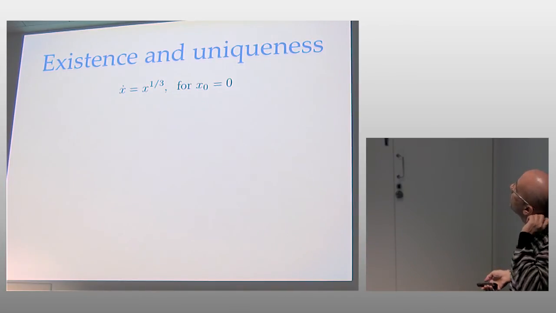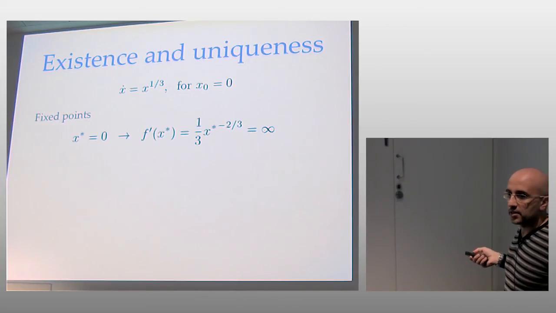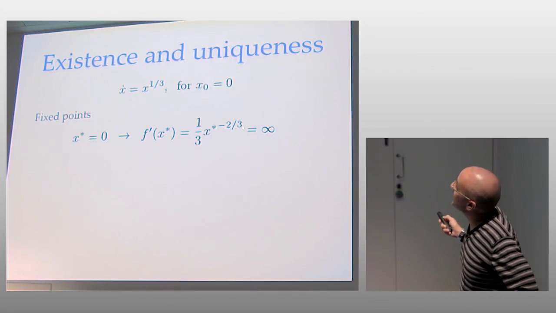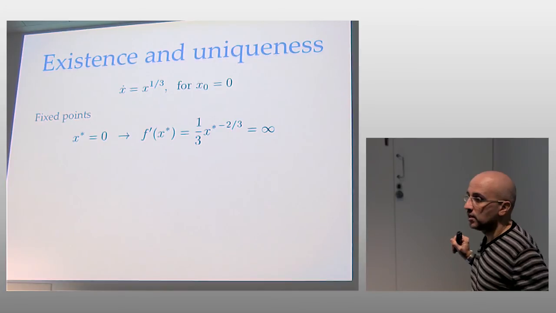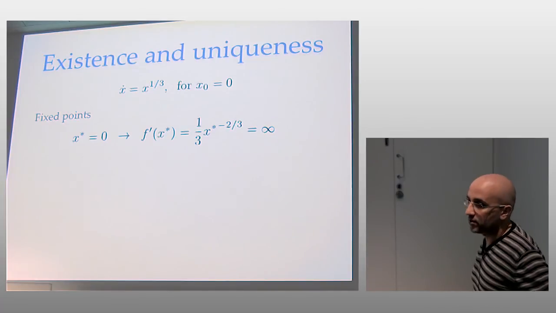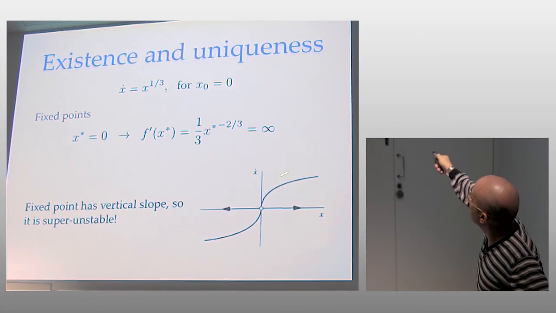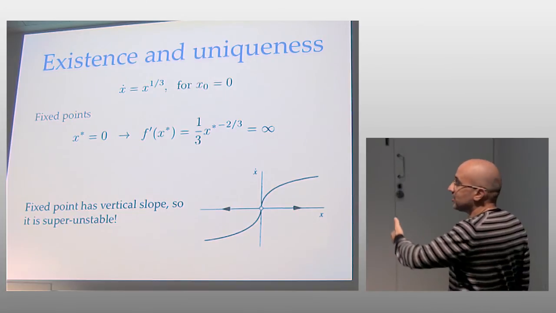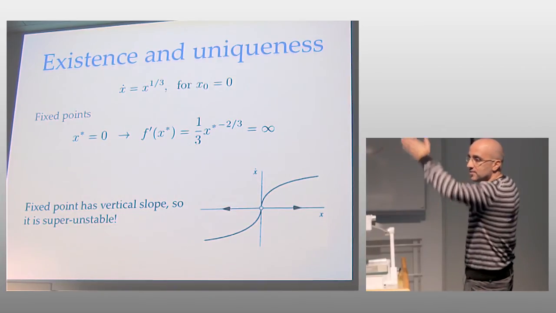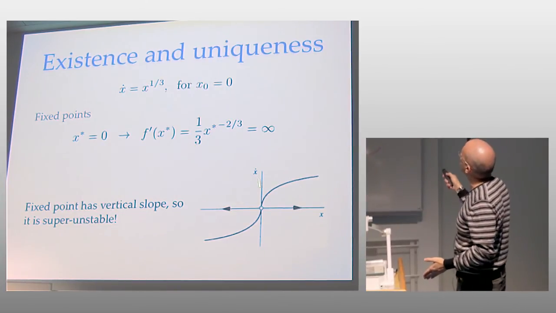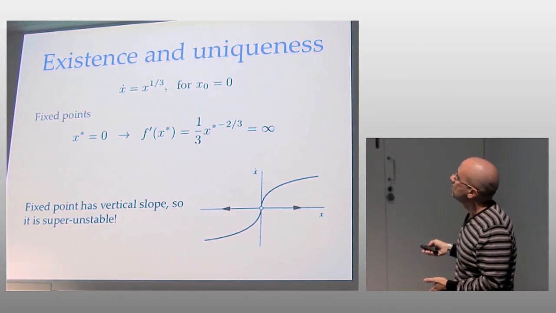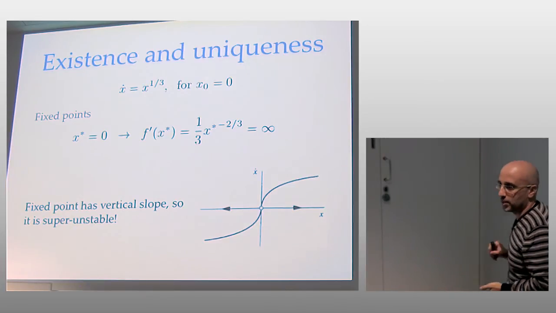Where does the non-uniqueness come from? Remember, I can take a derivative of this. If I do, I get this thing here, which has a negative exponent. If I compute this derivative when x star is equal to 0, I get infinity. Because, as you can see here, this is the profile of the velocity field. The tangent, because the derivative of this is just a tangent, is vertical. You see it here. The tangent at the origin is vertical. So it is super unstable, so to speak.